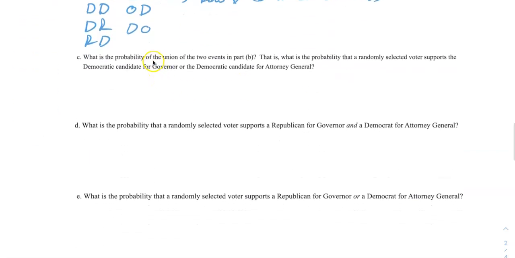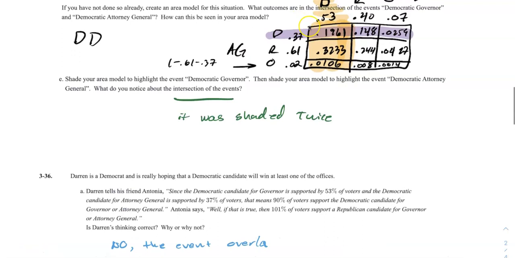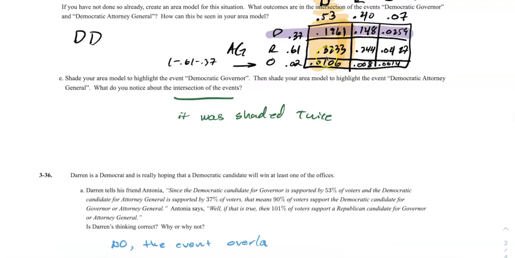What is the probability of the union of 2 events in Part A? That is, what's the probability that a randomly selected voter supports the Democratic candidate for governor or the Democratic candidate for attorney general? So all we're going to do is add up all those probabilities here. We're going to add up that, plus that, plus that, plus that, plus that.